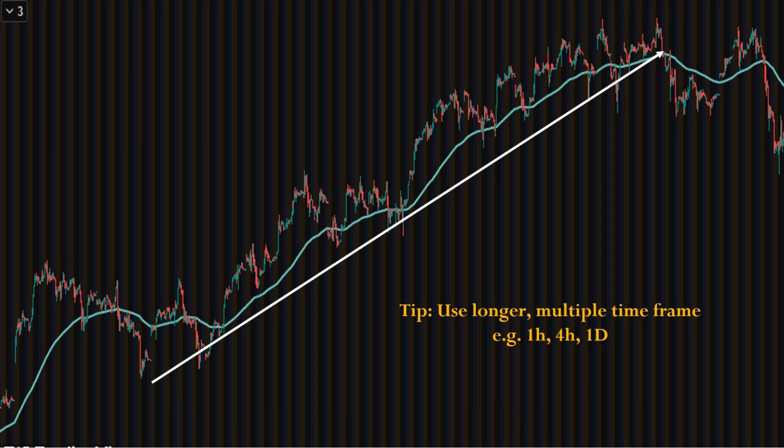And here's a pro tip. Always check higher time frames. If your 15-minute chart level aligns with a 4-hour level, that's a strong zone.